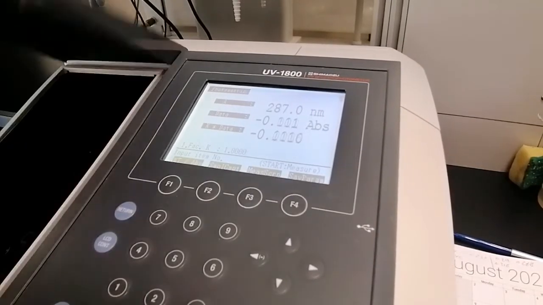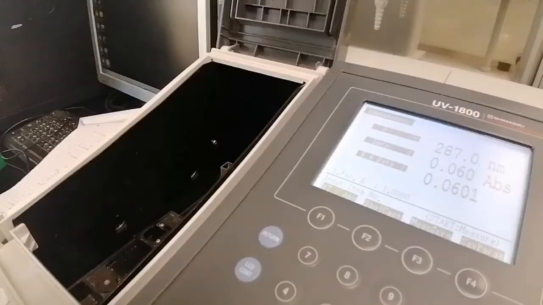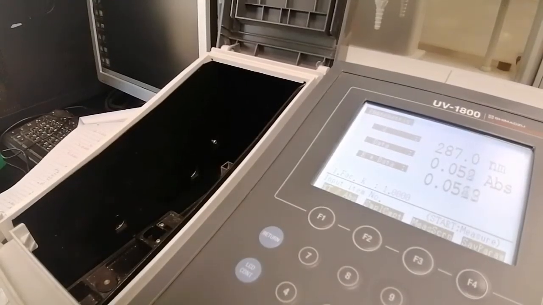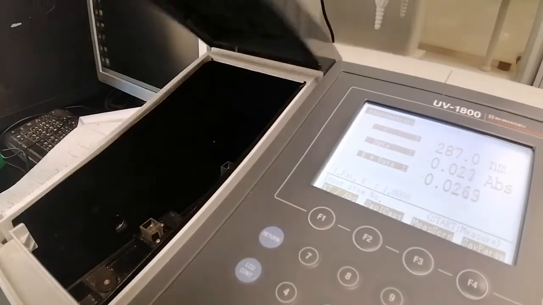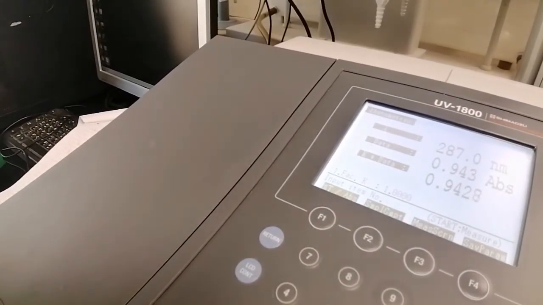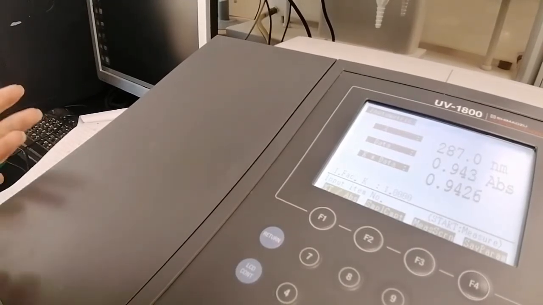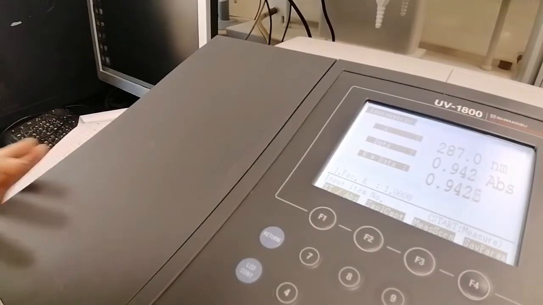Okay, we will remove the first cuvette. Okay, this is the first solution of the calibration solutions. This is the stock one with a concentration of 0.002% weight per volume. The reading is .943, and we can make sure that by this reading all the calibration solutions will be below a value of 1 absorbance.